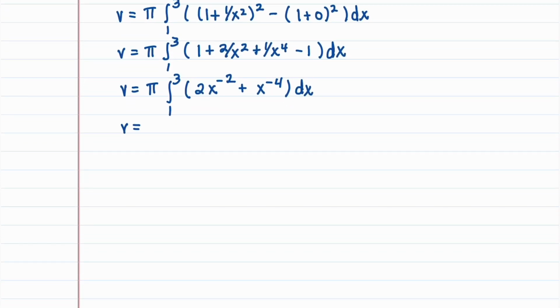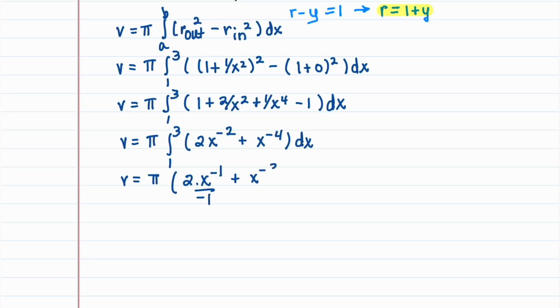Now we can go ahead and integrate. This is pi times 2 times x to the minus 1 divided by minus 1 plus x to the minus 3 all divided by minus 3, and x is going to go from 1 to 3. Just to make this easier, I am going to rewrite this before we plug in our limits. This is pi times minus 2 over x minus 1 all over 3x cubed, and then x goes from 1 to 3.